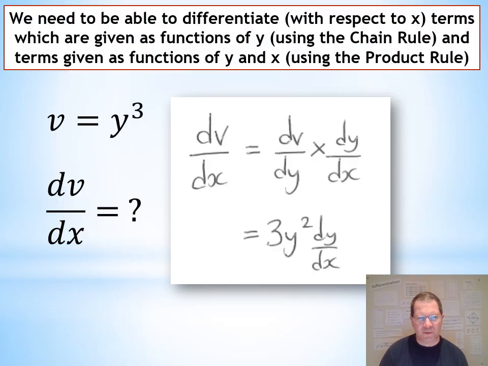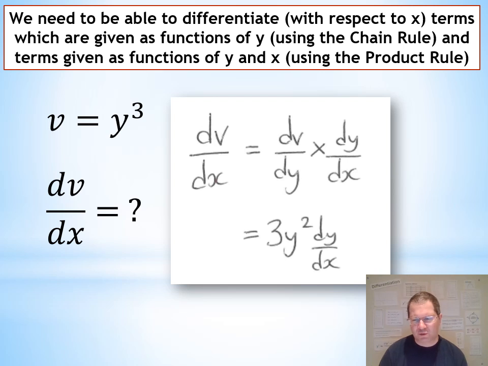So as it says at the top, we need to be able to differentiate with respect to x terms which are given as functions of y using the chain rule, and terms given as functions of y and x which will be timesed together using the product rule. So our first example, we have v equals y cubed, and if we want to differentiate that with respect to x, then we want to know what dv by dx would look like.